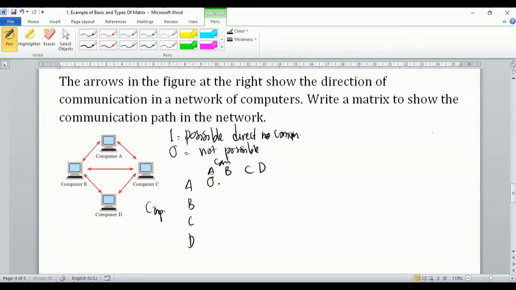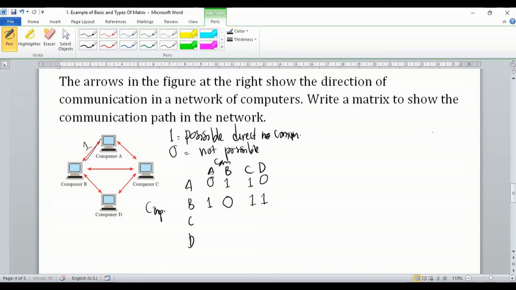How about A to B? They have connectivity in here, so this one is value 1. How about A to C? The value is 1. How about A to D? It's impossible, so 0. It's possible, but A to D, they would have to jump to B or jump to C, and then reach D, right? But from here, we want to know the direct link. B to A, they have direct, so this one is 1. How about B to B? It's impossible, so 0. How about B to C? They have connection. B to D, they have connection.